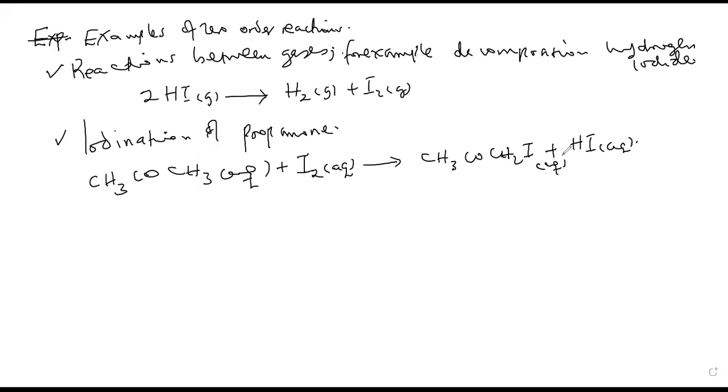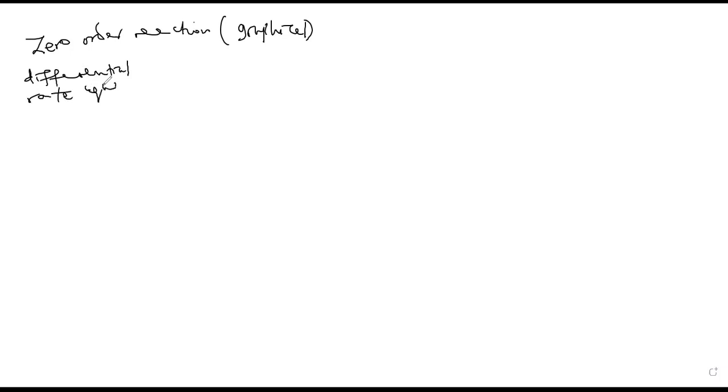Now, I want to show you how we bring out the graphical aspect for the zero order. We have derived the form, okay? We have derived the form, and being zero order, we can easily see how the graph is. So let's look at how the graphical concept is derived. We've said that the differential rate equation was negative d concentration of A by dt is equal to k. That was the differential rate equation.